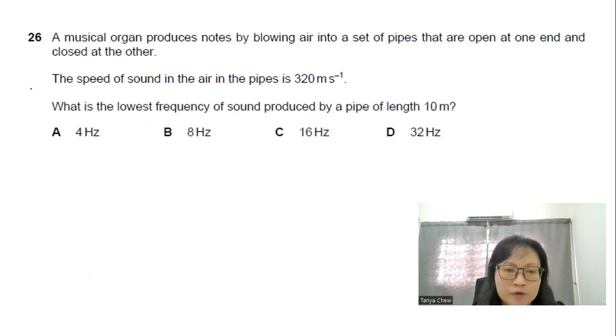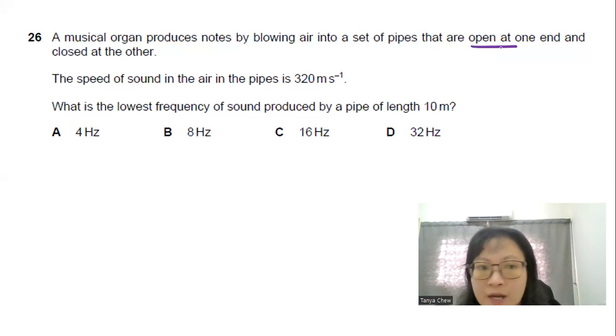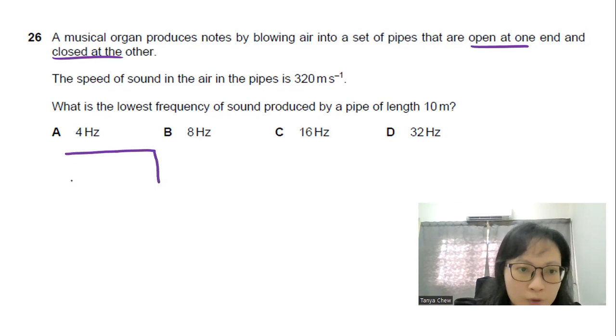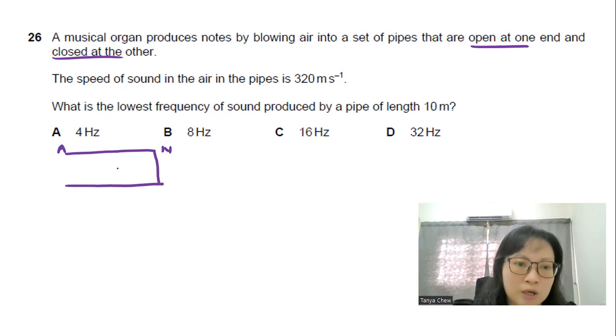Question number 26. A musical organ produces notes by blowing air into a set of pipes that are open at one end and closed at the other. The speed of the sound in air in the pipes is 320 meters per second. What is the lowest frequency of sound produced by the pipe of length 10 meter? This is fundamental frequency. I am going to draw the whole thing here. One is node, the other one is antinode.